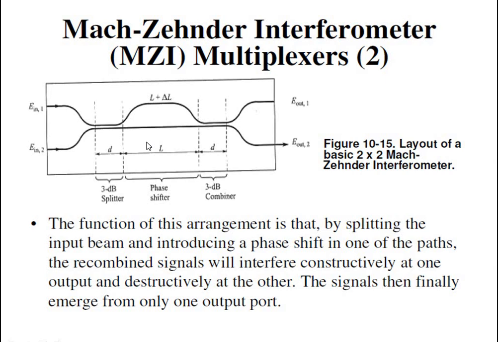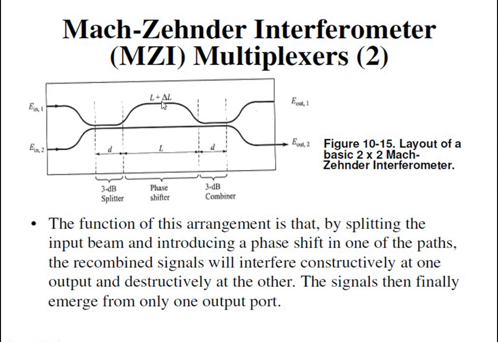Then the second stage, which is the central section, has waveguides, where one waveguide is longer than the other by a length delta L. This is done in order to give a wavelength dependent phase shift between the two arms. So the central section acts like a phase shifter.